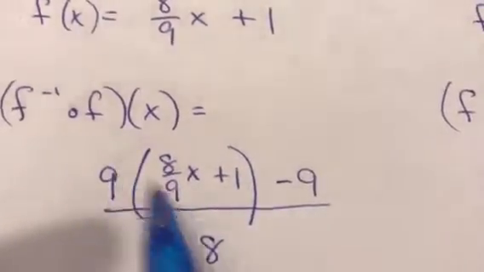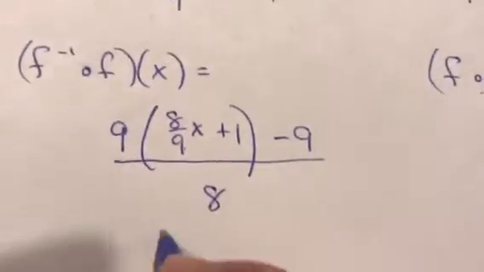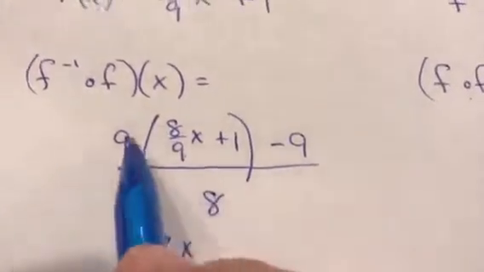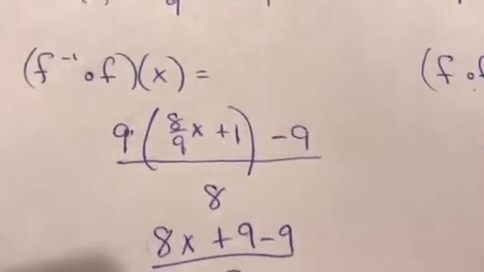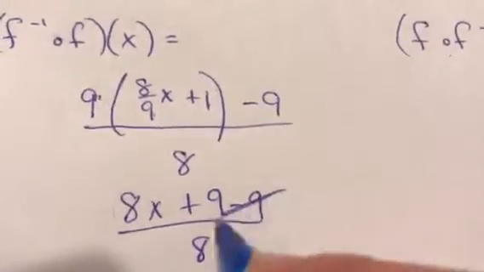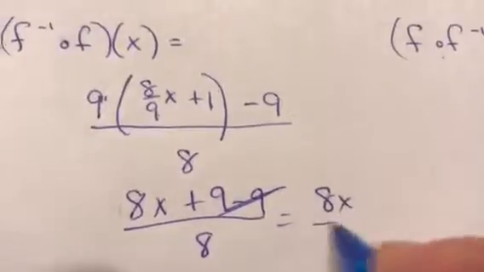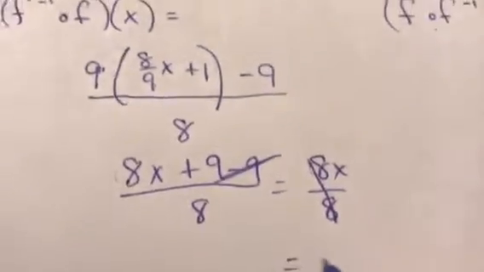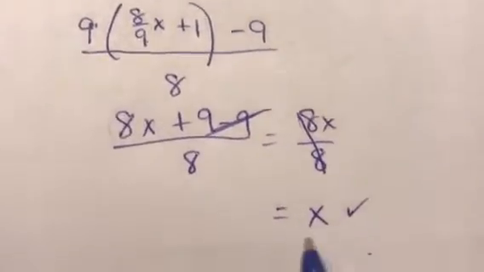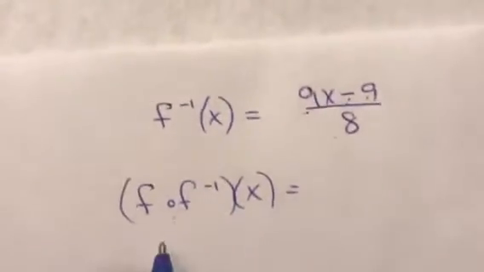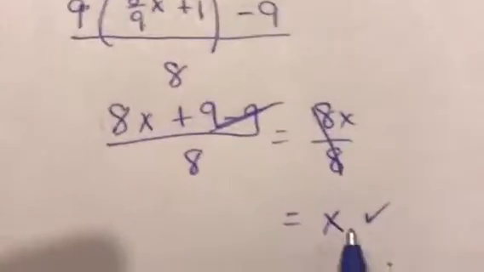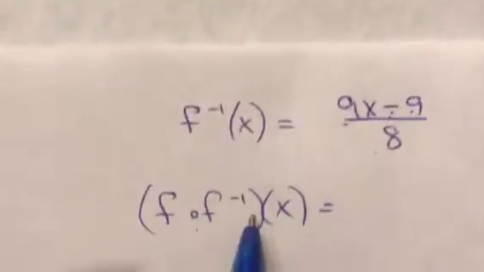You can see here 9 and these 9s will cancel. So I'd have an 8x. 9 times 1 is 9. Again, simplify your numerator. 9 minus 9 is gone. So I have 8x over 8, which equals boring x. And I'm like, yay, because that's what I wanted. Okay? Sometimes you'll get that, sometimes you won't. If they're true inverses, you will always get boring x in both directions.